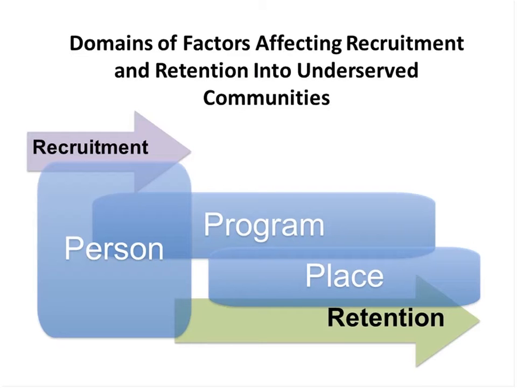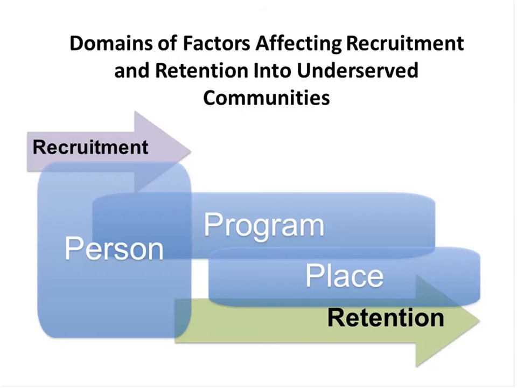In the several years that I've worked on this, I've come up with the notion that there are three clusters of things that really affect whether people go into or leave an underserved area, and I call them person, program, or place. It makes for a nice little PPP notion that fits into the R&R of recruitment and retention. We hypothesize that the person effects are really early in the process, the program effects are over time, and the place effects have more to do with retention over time.